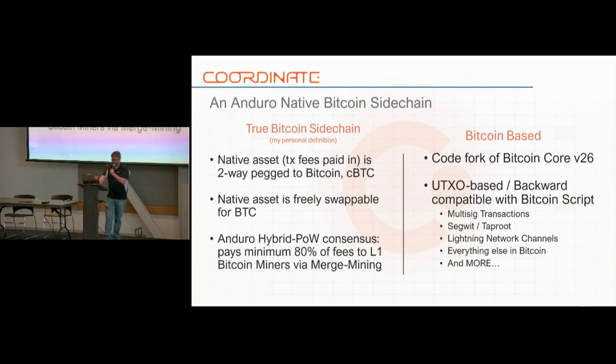I've gone over this before in my rant, but a true Bitcoin sidechain has my 3 criteria. Native asset is Bitcoin, 2-way peg to Bitcoin. This fits the bill. CBTC is the asset, Coordinate Bitcoin. And the native asset should be freely swappable for Bitcoin, not including the peg. And then Anduro hybrid proof of work consensus.